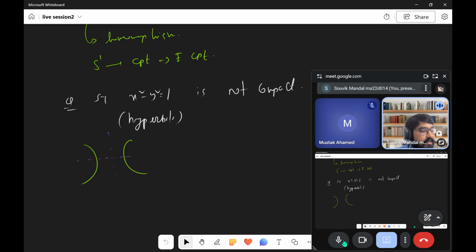So, Mustaq, any idea or any argument on how to show it's not compact?